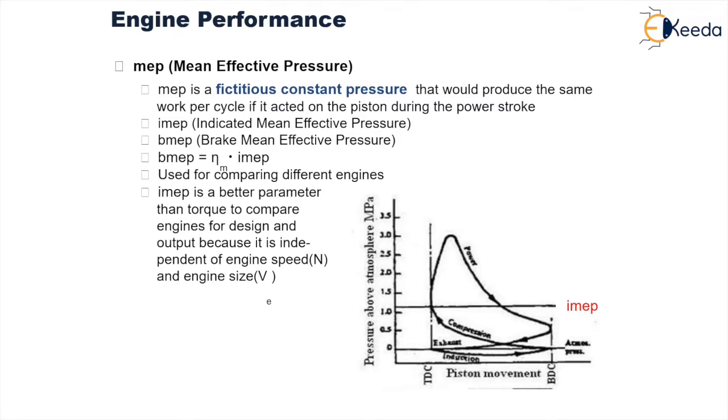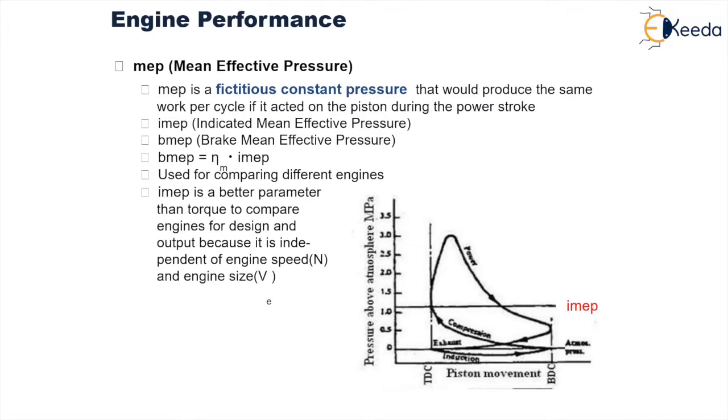On the actual PV diagram, we see that the area which is enclosed is measured by the planimeter. The value of the area measured, when it is divided by the displacement caused by the piston, will result in an ordinate which is taken as the mean or the indicated mean effective pressure. This is nothing but a fictitious constant pressure which is considered to produce the same work per cycle if it is acting on the piston during the power stroke.